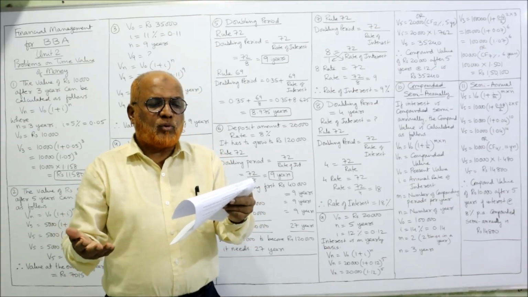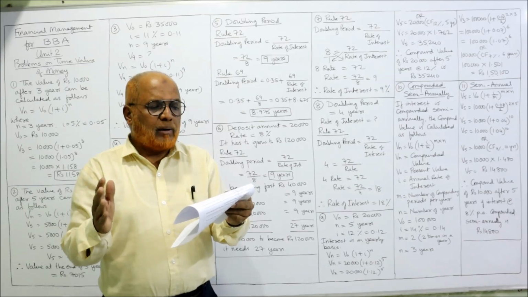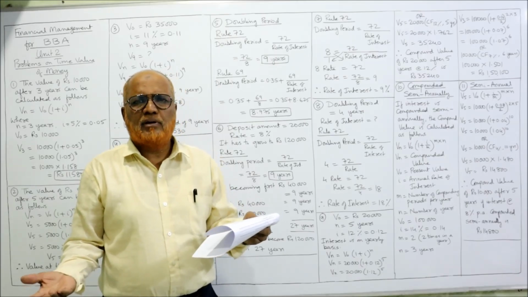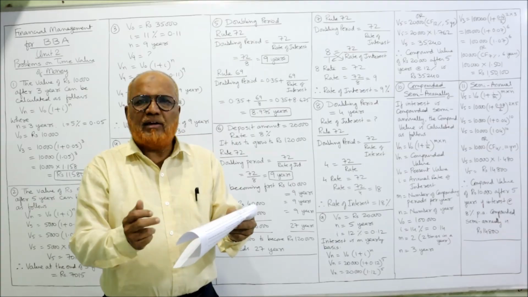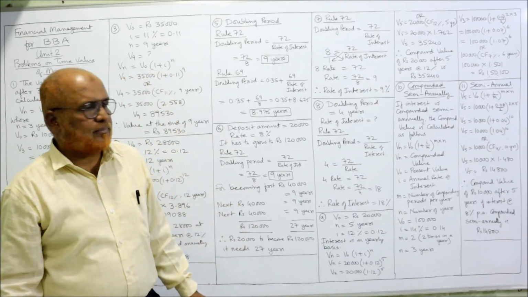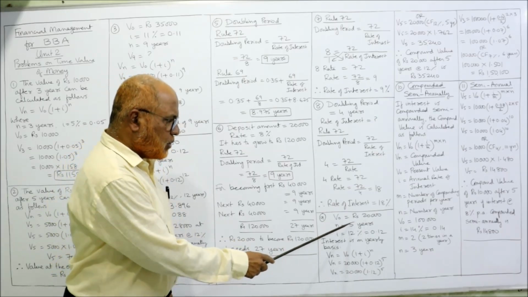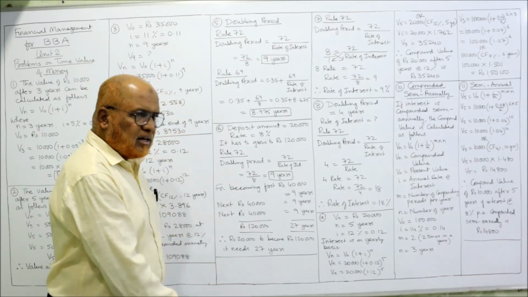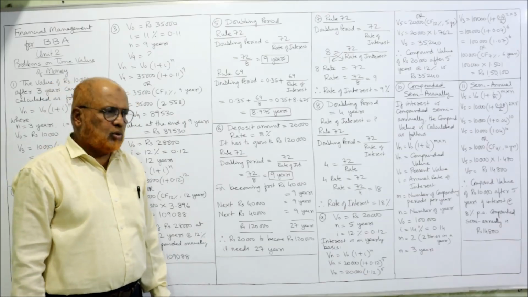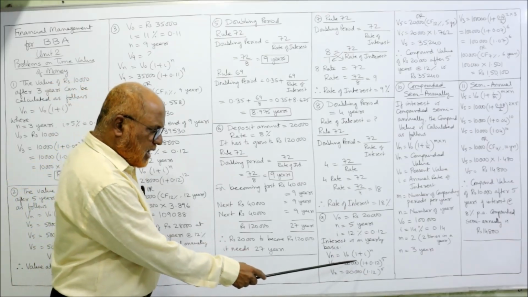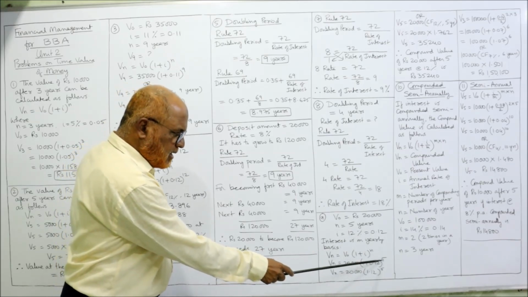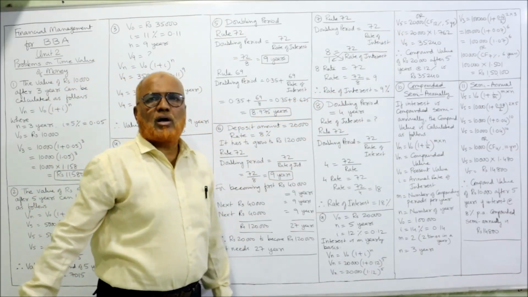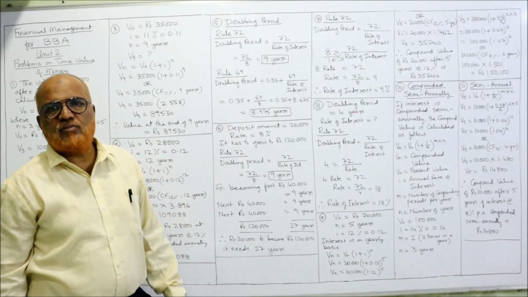9th one. Calculate the compound value of 20,000 at the end of 5 years at 12% interest rate when interest is calculated on yearly basis. Exactly same. It is compounded annually. 5 years, 12% and 20,000. Now see. V0 is equal to 20,000, N is equal to 5 years, I is equal to 12%. Interest is on yearly basis. So Vn is equal to V0 into (1 plus I) to the power of N. So V0 is 20,000, 1 plus interest is 12% and period is 5 years. Right? Or V5 is equal to 20,000 into compound factor, 12% for 5 years.